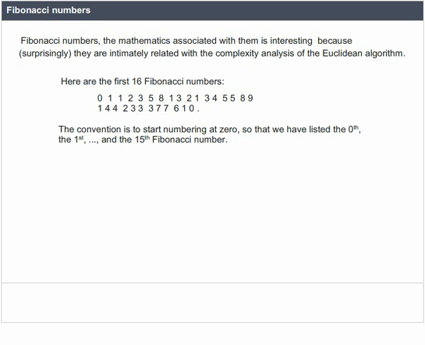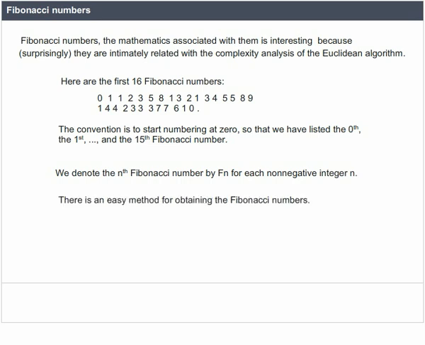We denote the nth Fibonacci number by Fn for each non-negative integer n. There is an easy method for obtaining the Fibonacci numbers. First, F0 equals 0, F1 equals 1, then for all n greater than or equal to 2, Fn equals Fn minus 1 plus Fn minus 2.